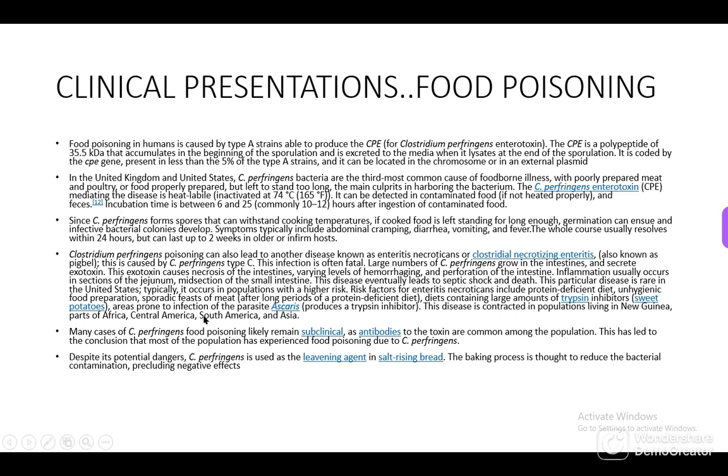Now, as far as the United Kingdom and the United States of America are concerned, a lot of research has been done. Clostridium perfringens is the third most common cause of foodborne illness, food poisoning. Poorly prepared meat and poultry, or food properly prepared but left to stand too long, are the main culprits in harboring the bacteria. They like to eat meat in different fashions.